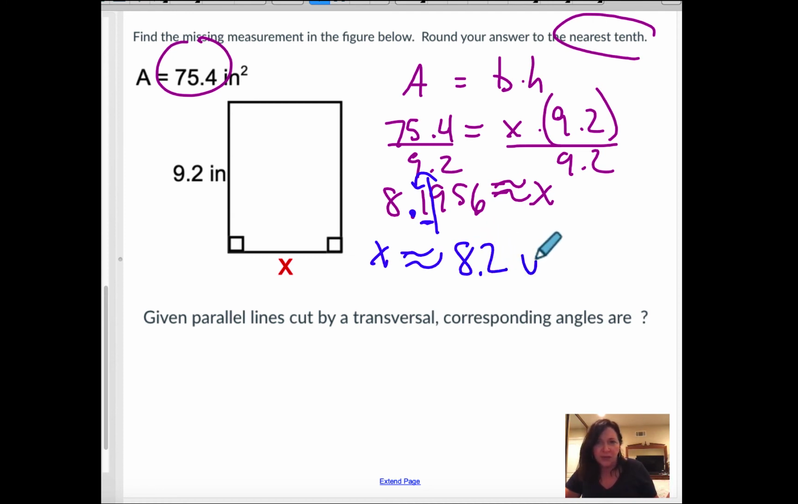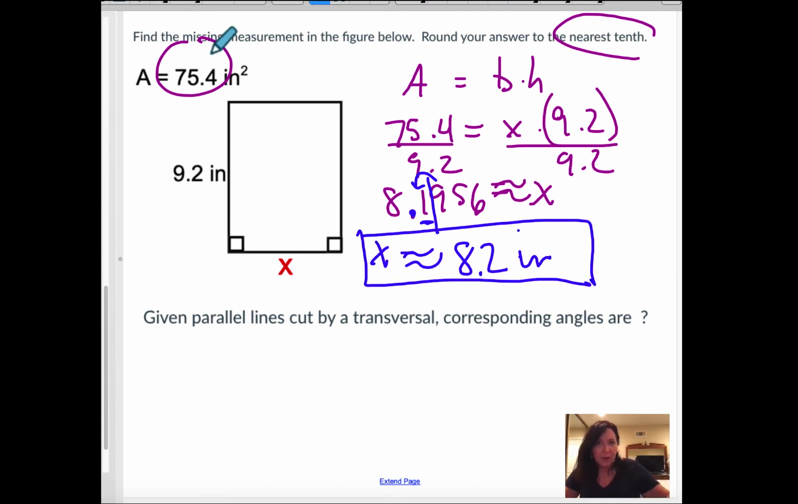And my units is inches. I'm looking for a side, so it's just inches. It's not inches squared, because area is inches squared. Now, if you're somebody who has to write it out, see how up here I didn't put any inches squared in there. But if you need that, you should do that.